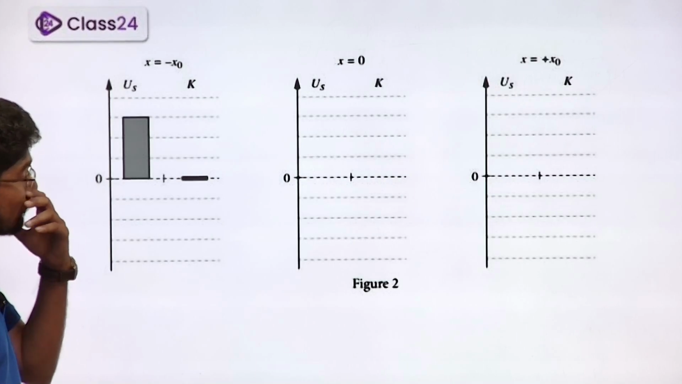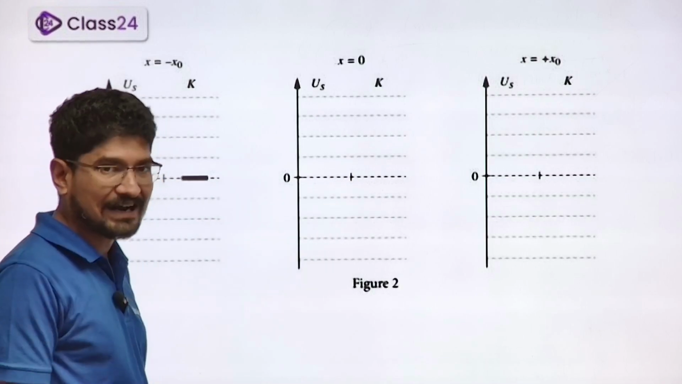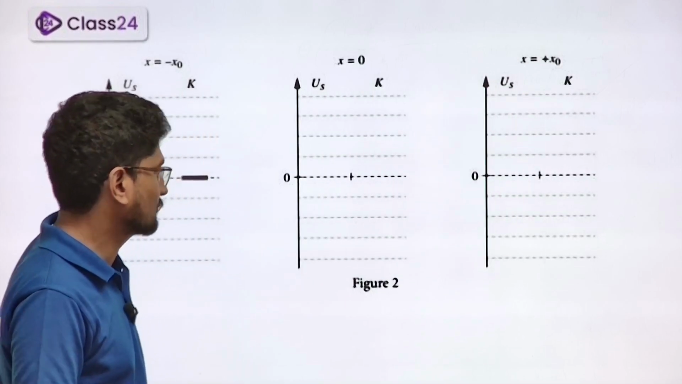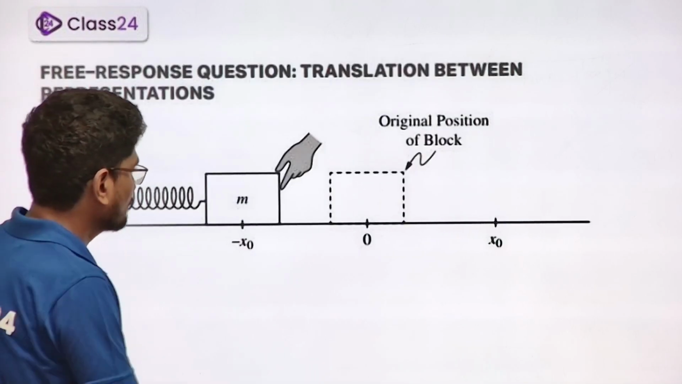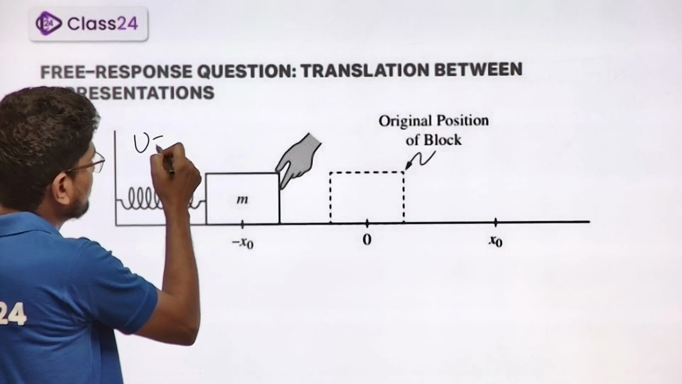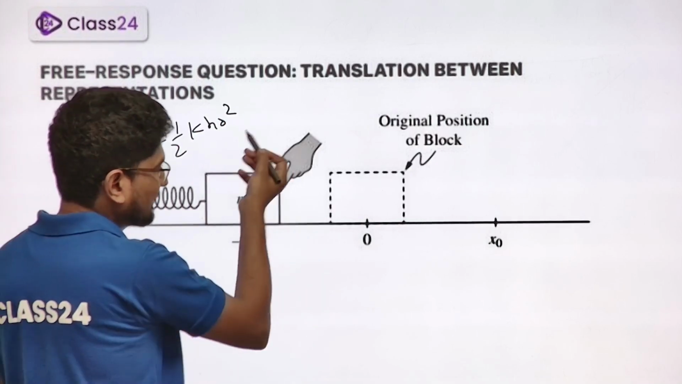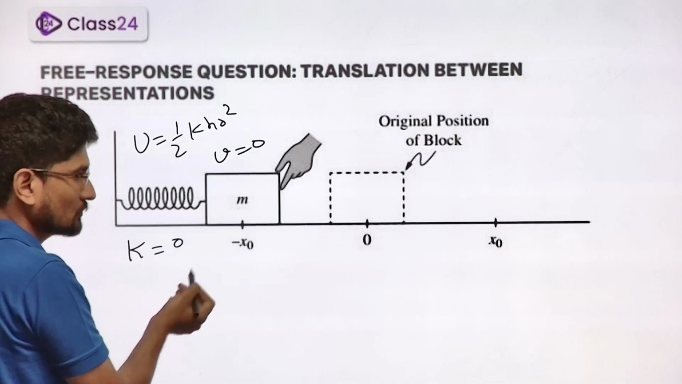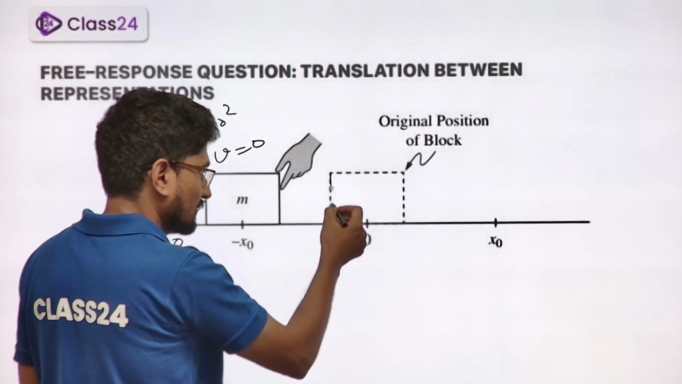So they want to ask you to draw a similar bar chart at x equal to 0 or at x equal to plus x naught. First understand the motion of the particle. Because an external agent compresses the spring, the total potential energy becomes half k x naught square, because x naught is the compression and it is the extreme position, so the speed is 0. Then the kinetic energy will also be 0.